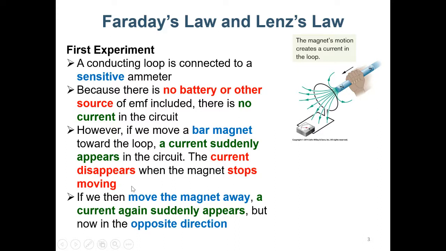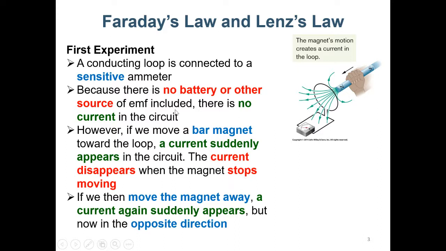It doesn't mean you remove it. At the moment you move it, you will have current. But as long as you just place it there and don't move it, the current disappears. If we then move the magnet away, a current again suddenly appears, but now in the opposite direction.